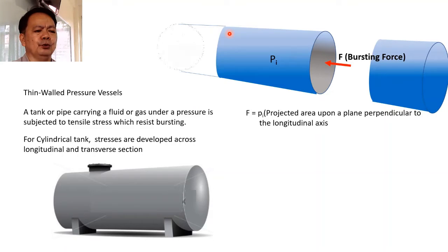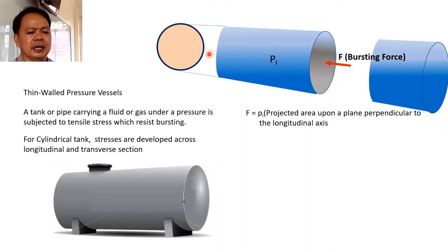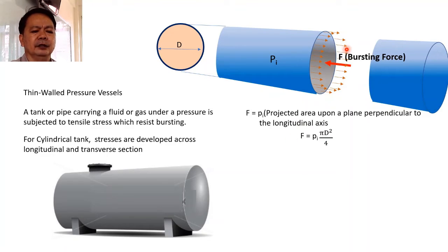If we are to show the projected area upon a plane that is perpendicular to the direction of the longitudinal axis, then it will be a circle. And therefore, the bursting effect shall be equal to the product of the internal pressure multiplied by that area, which is in the form of a circle, whose formula is equal to pi d squared over 4. Due to this bursting effect, the wall of the cylinder will be subjected to a tensile load that will resist the bursting effect of the pressure.